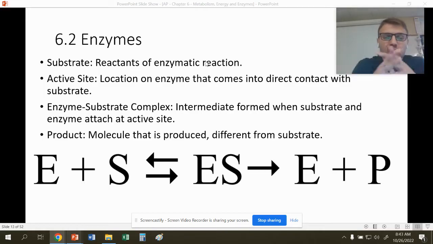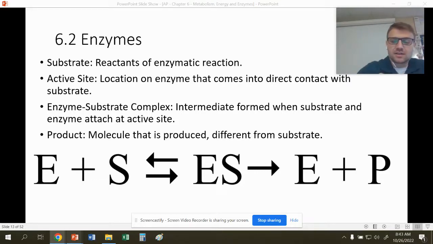But what they actually work on is called the substrate. The substrate is the reactant in this reaction. The active site is the location where the enzyme is going to come in direct contact with that substrate. Like in a pair of scissors, it's where the scissors are cutting the paper, or with the stapler, it's where the stapler is connecting the paper together. The enzyme substrate complex is the intermediate formed when the substrate attaches to the active site. And then the product is what is formed afterwards.